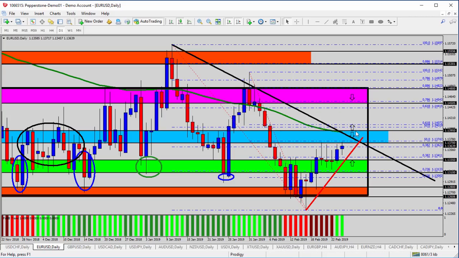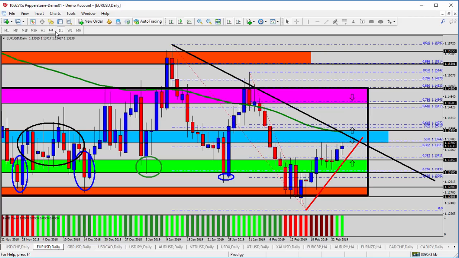So very interesting stuff, but again, it comes down to this blue zone. One of two things: it's either going to bounce off of it and go back down, or rally through it. We'll talk about the correlation to the US dollar as we did yesterday in the live trade room, and how we see the US dollar responding and how that influences and impacts the euro dollar. But it's all about this blue zone.